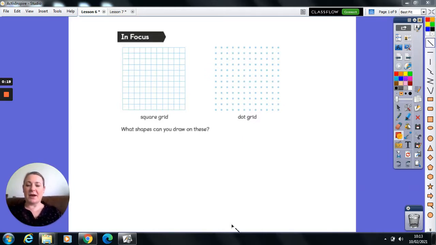So let's get on with our maths. We've been looking over the past week at different shapes and their properties, and today we're going to concentrate on how we can draw those shapes using square grids and dotty grids, and you should have a sheet of both sent home to you. So just think for a moment, which shapes do you suppose are best drawn on a square grid?